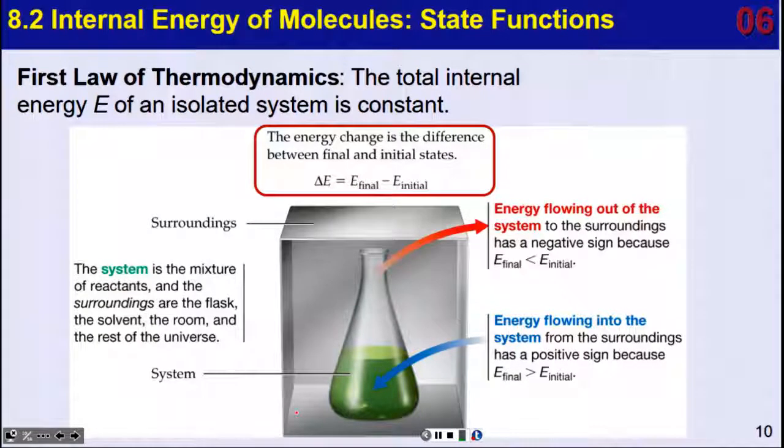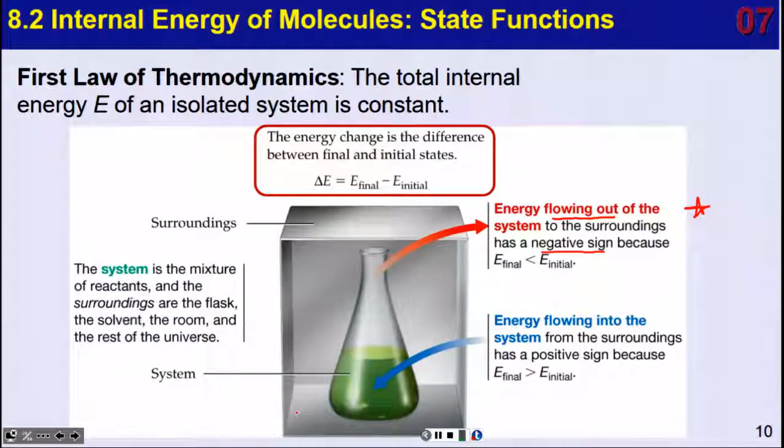Either energy is going to be flowing out of the system to the surroundings, and it's going to have a negative sign because the energy is leaving the system. You end up with a negative sign for energy. So the final energy is less than you had to begin with. And the opposite is also possible. It depends on the example.